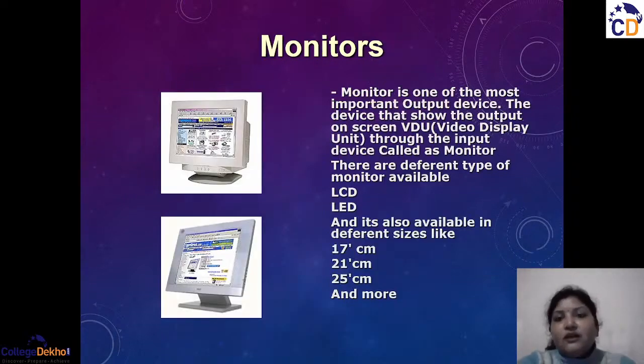So let's move to the first and most commonly used output device, the monitor. Earlier we used to have huge systems which were heavy, and they had their own advantages, and such systems are still used. The monitor is one of the most important output devices, the device that shows the output on screen, and it is also called VDU. VDU is what? Video display unit.